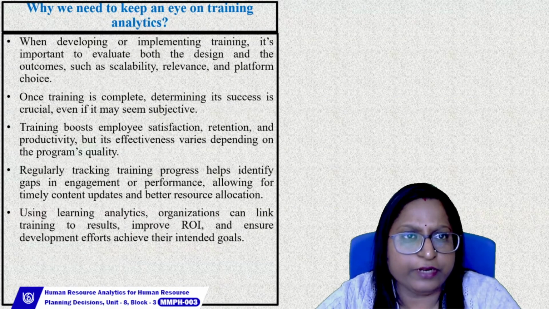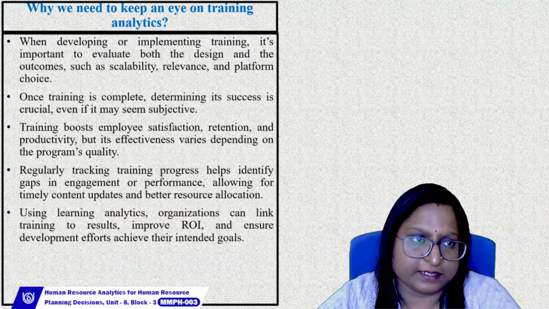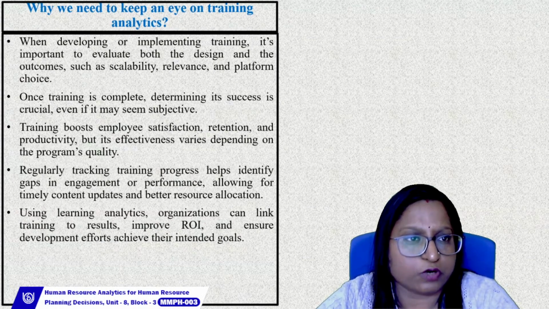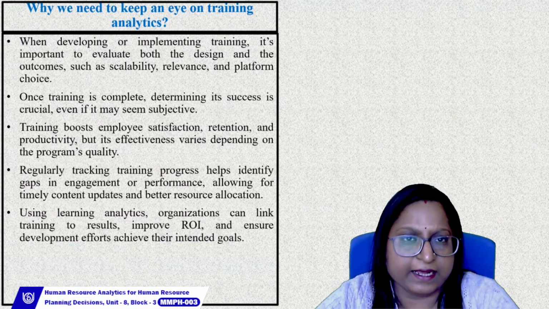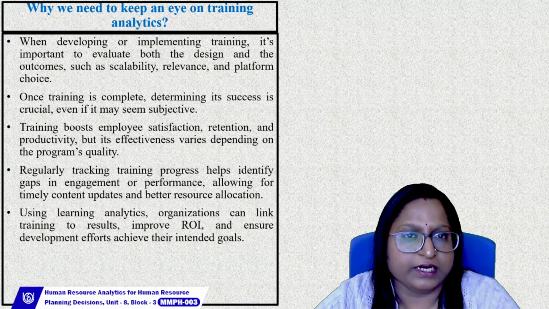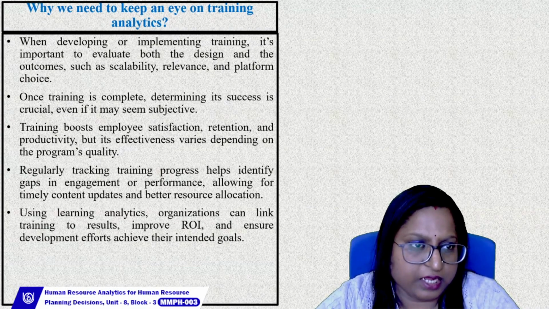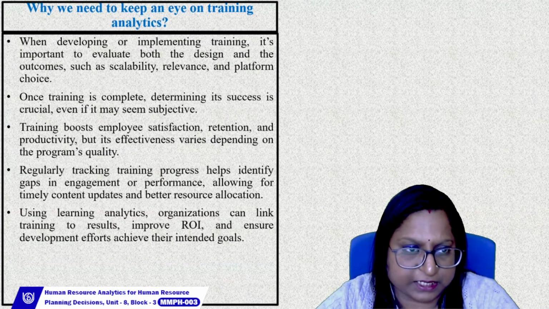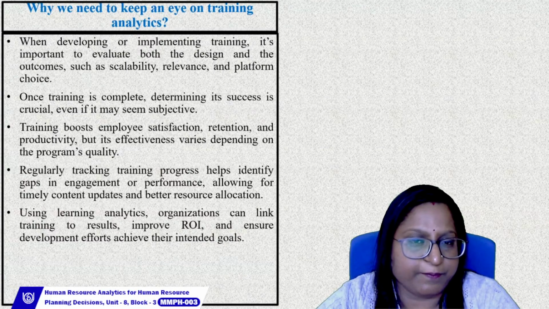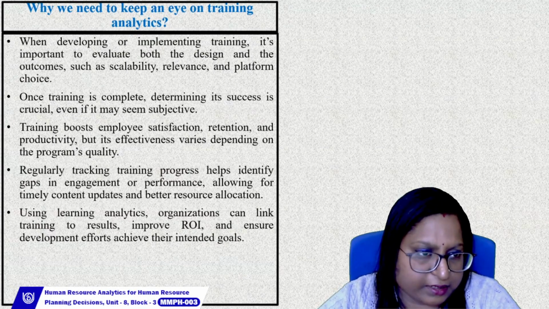Now, we need to keep an eye on training analytics. When developing and implementing training, it's important to evaluate both the design and the outcomes, such as scalability, relevance, and platform choice. Once training is complete, determining the success is crucial, even if it may seem subjective. Training boosts employee satisfaction, retention, and productivity, but its effectiveness varies depending on the program's quality.